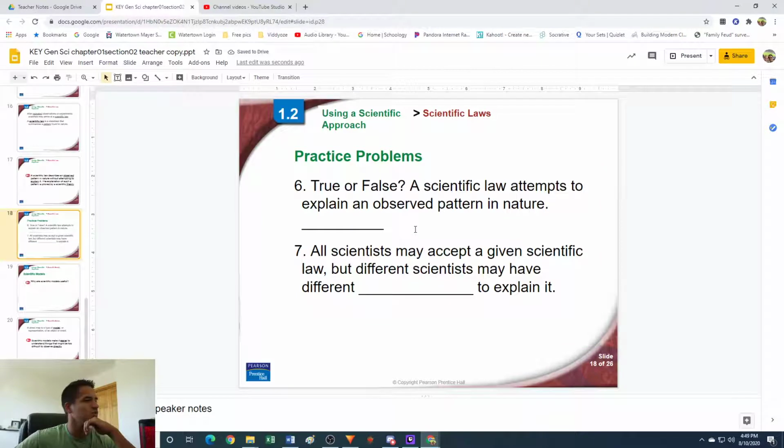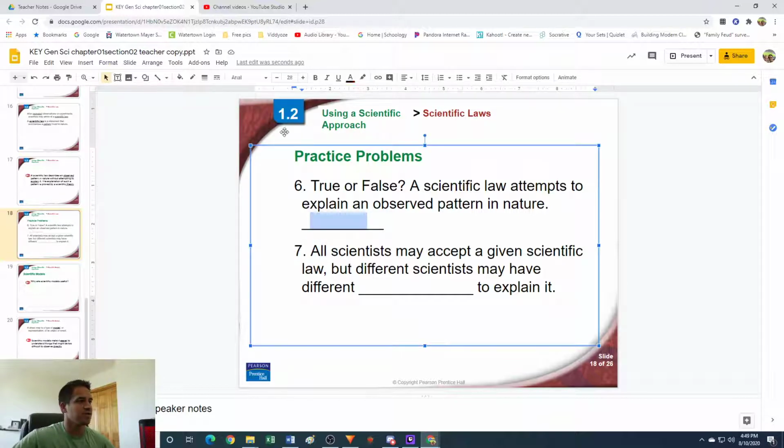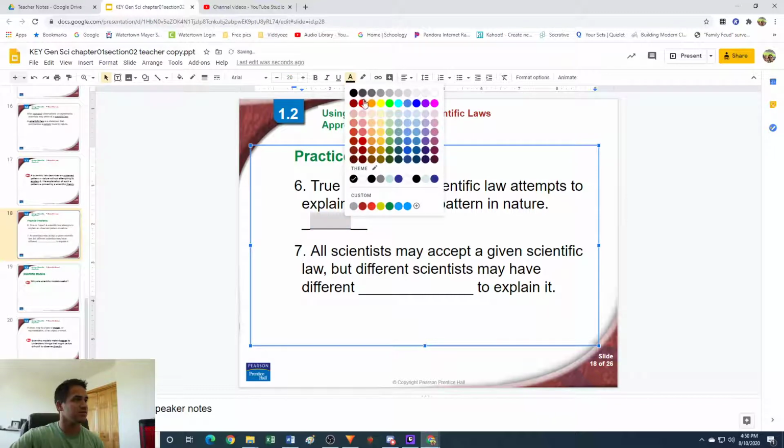All right. Moving on. Number 6, true or false, a scientific law attempts to explain an observed pattern in nature. That is false. Okay, remember that scientific laws do not explain anything. Scientific laws will just tell you this is what you're going to see. Why? Don't care. Okay, theories attempt to explain what you see. So theories are explanations, but not laws. So this is false.